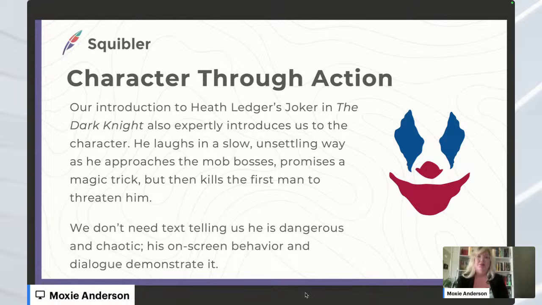Another example, our introduction to Heath Ledger's Joker in The Dark Knight, also expertly introduces us to character. The Joker laughs in a slow, unsettling, unhappy laugh, it's not a happy laugh, as he approaches the mob bosses as they're gathering. He promises a magic trick, but then kills the first man to threaten him. We don't need text in this instance telling us he's dangerous and chaotic. His on-screen behavior and dialogue demonstrate it.